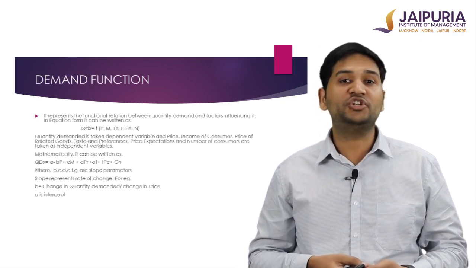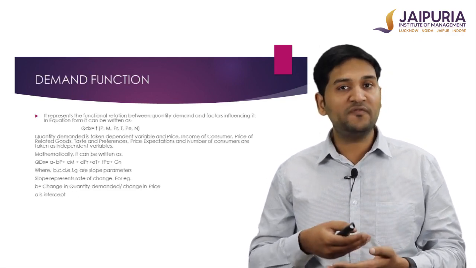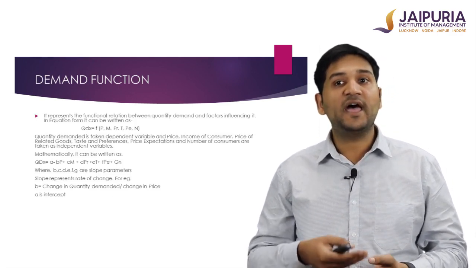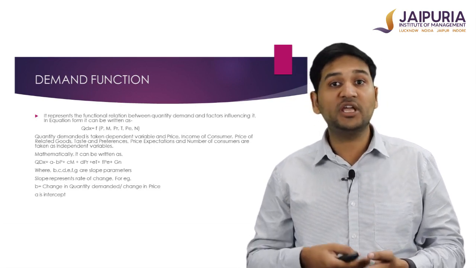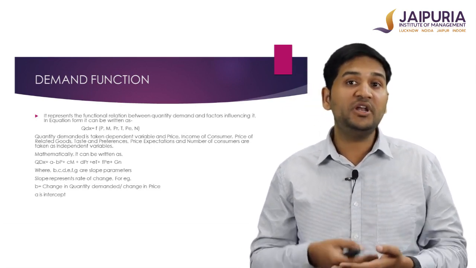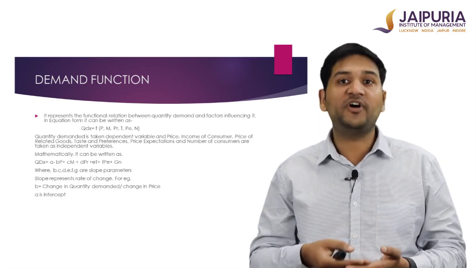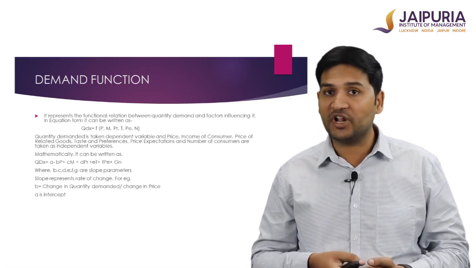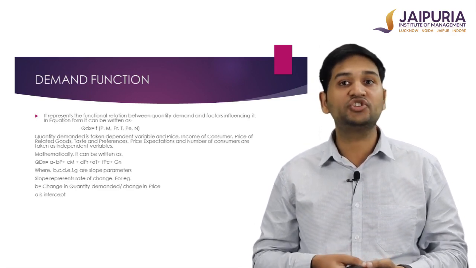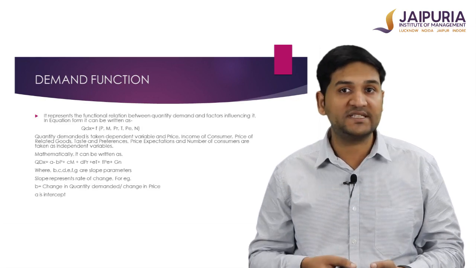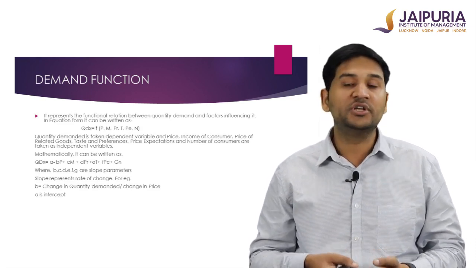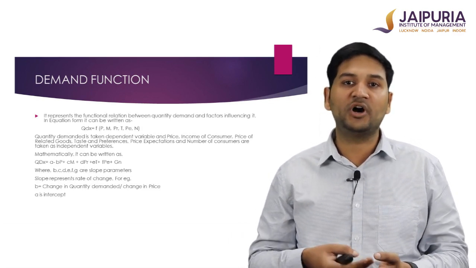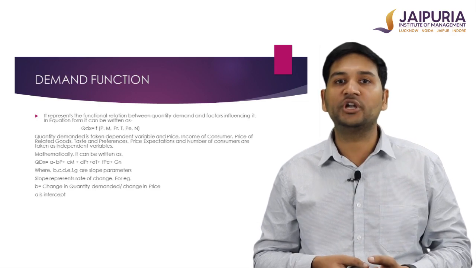Now, demand function. What is demand function? Demand function shows the functional relation between the quantity demanded and factors influencing it. We are taking quantity demanded as dependent variable on a number of factors including price of a product, income of consumer, price of related goods, tastes and preferences, expected future prices and total number of consumers. These are a few factors. However, there may be many factors affecting the demand or quantity demanded of that commodity.